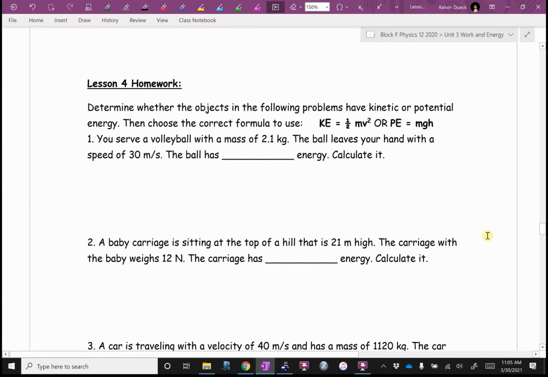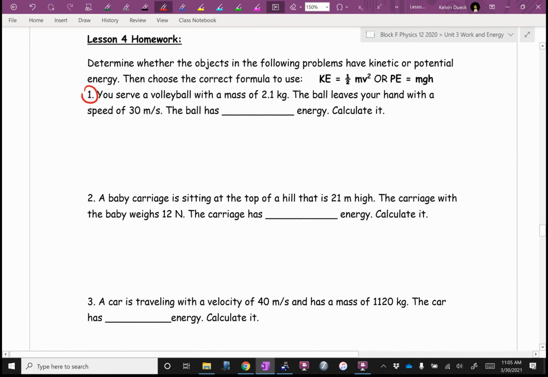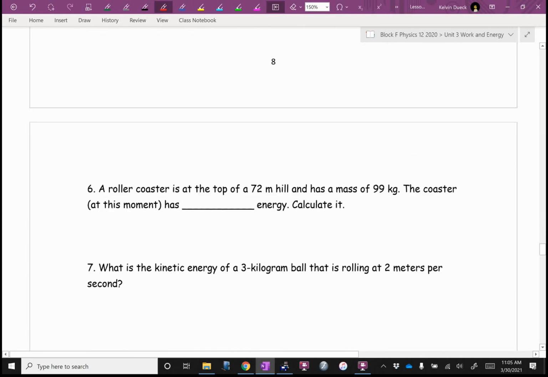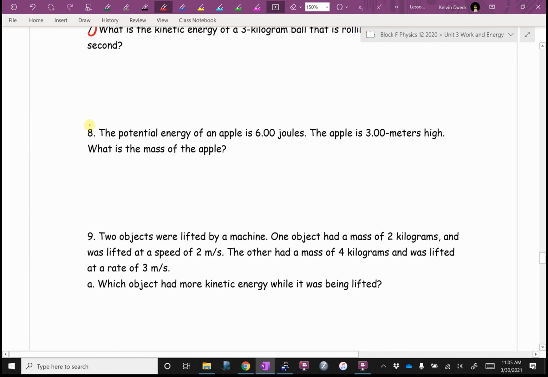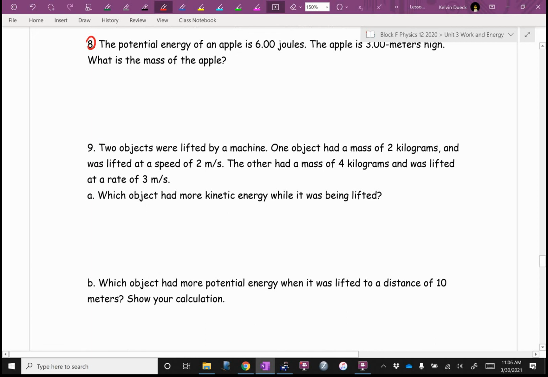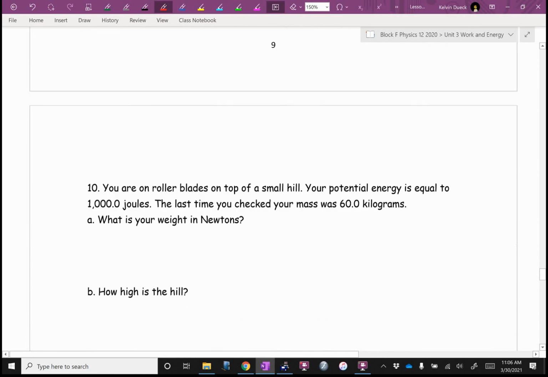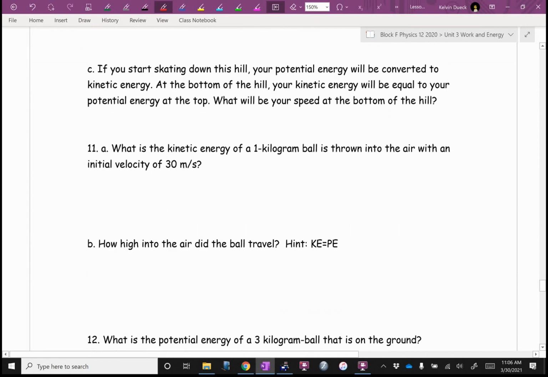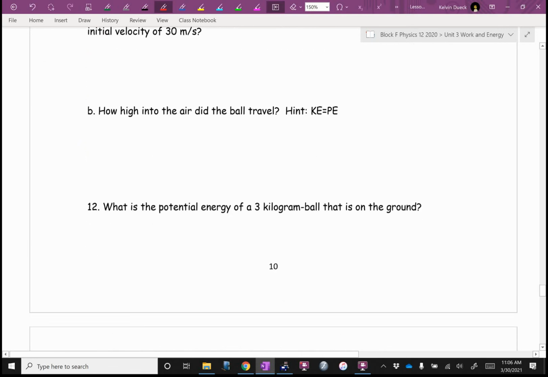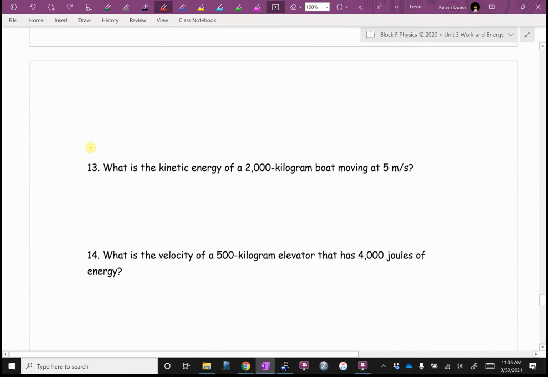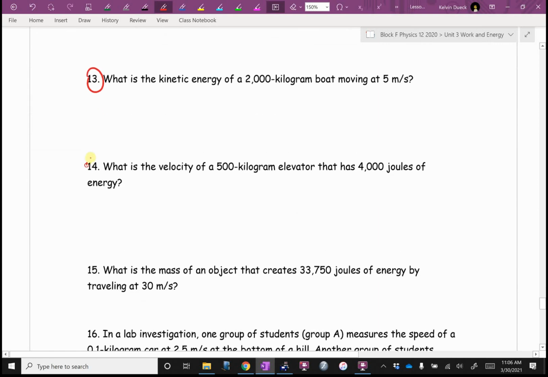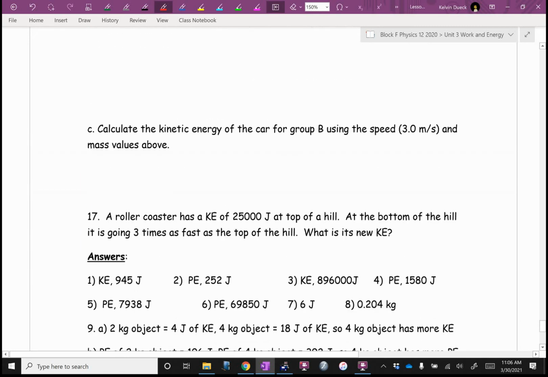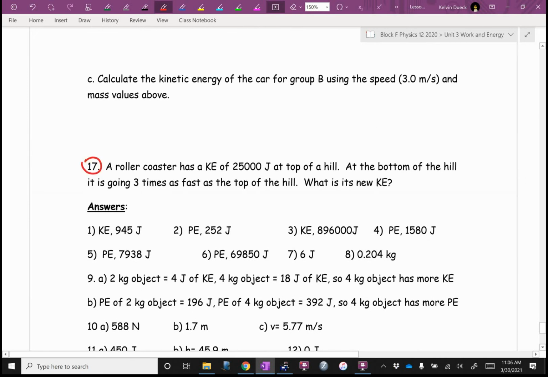What's your homework? Number 1. Number 2. Number 3. 4, 5, 6, 7, 8, 9. So far I'm assigning all of them, but 10 is good. I'm going to give you kind of a weird challenge. I'll skip 11. 12 is good. 13. 14. Cross out 15. Cross out 16. 17 is good.